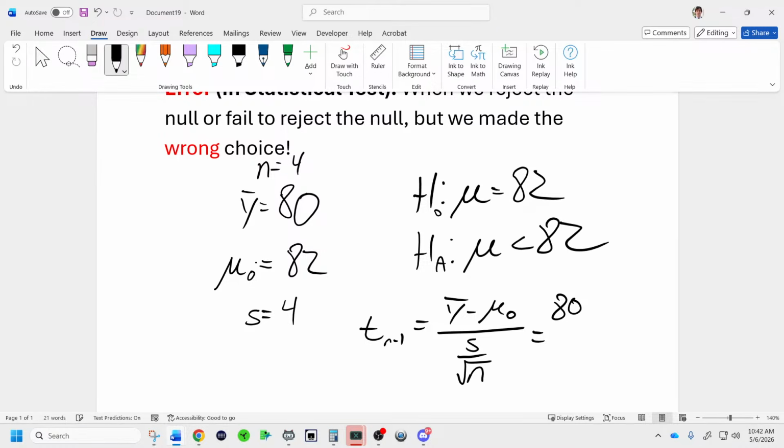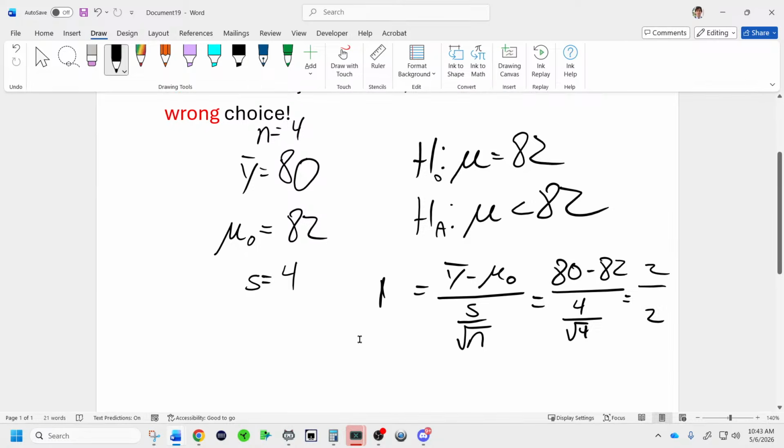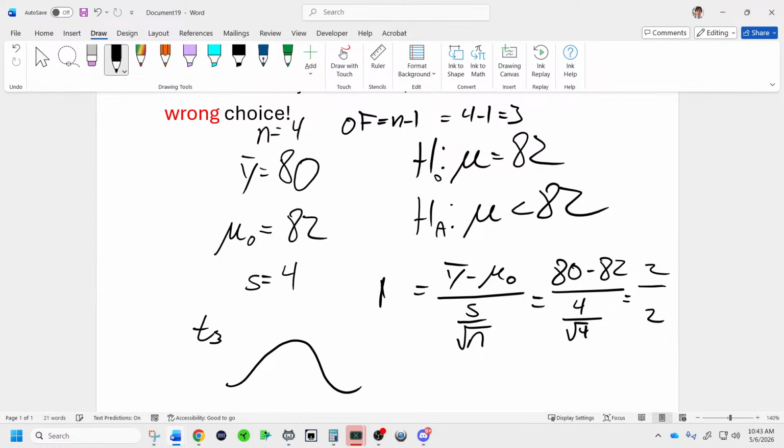Your friends made an 80 on average, you subtract the hypothesized value, you divide by the standard error, which is 4 divided by the square root of 4, which is a beautiful number. It is 2, and we get 2 over 2, which leads to a t-statistic of 1. And so if you draw this out, you're going to get a t with 3 degrees of freedom, because remember, degrees of freedom is equal to n minus 1, so it's going to be 4 minus 1 equals 3, and actually the t is truthfully going to look way more flattened down.